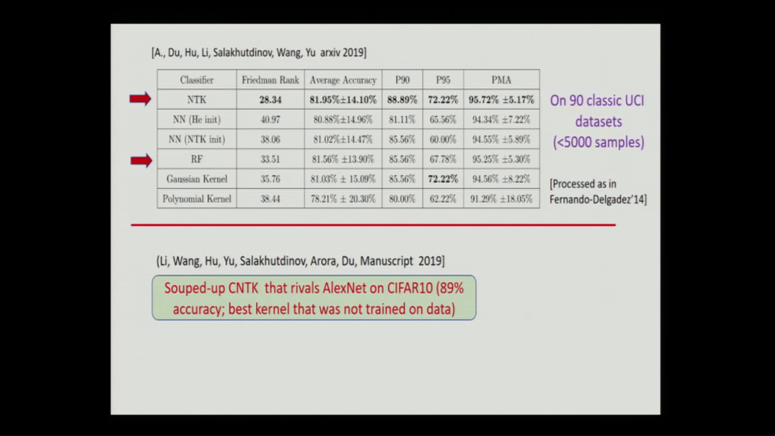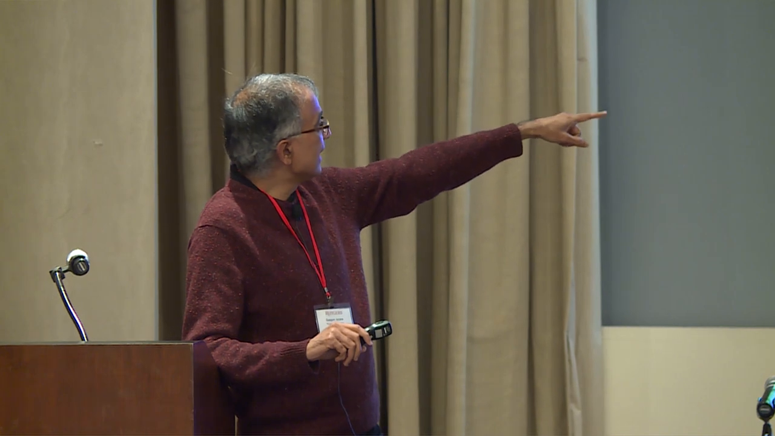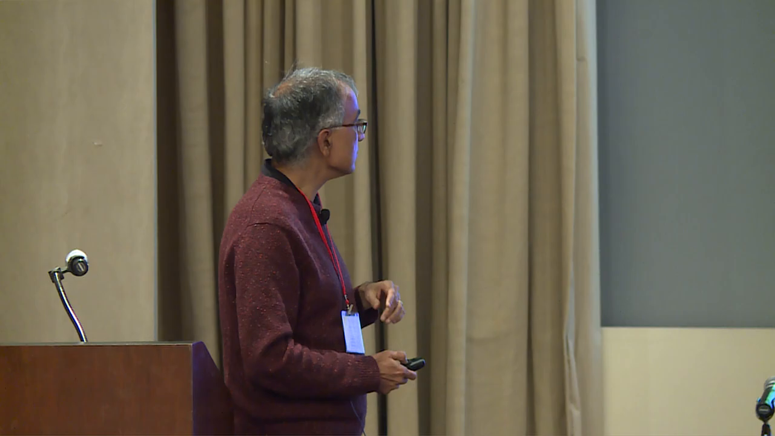And there, this souped-up CNTK that we came up with rivals AlexNet. AlexNet was the famous original breakthrough net by the Hinton Group, 2012, which started the modern deep learning revolution. And it got 89% on CIFAR-10, which none of the older methods could match. And people tried pretty hard. And the previous best was 86%. So this new souped-up CNTK matches that.